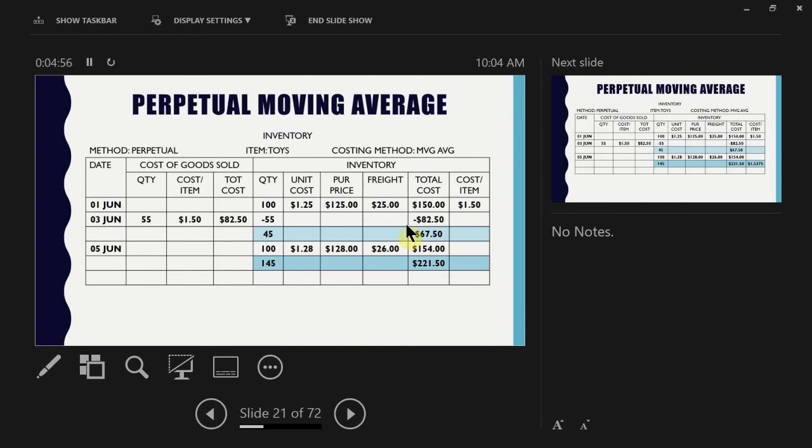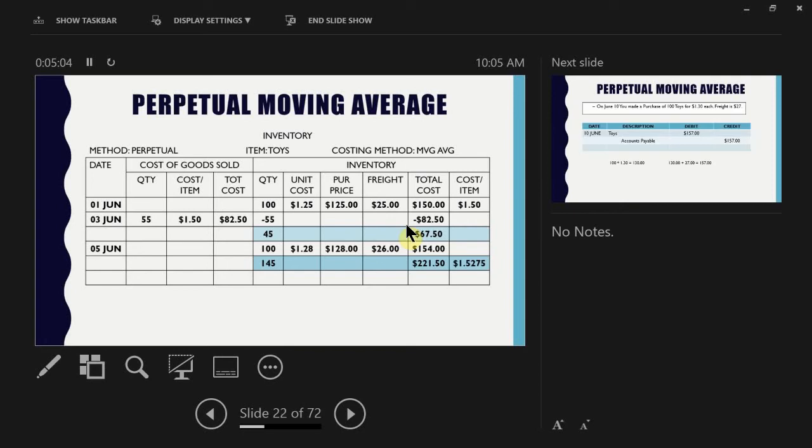Now I can calculate my new cost per item. I divide my $221.50 by my 145 to get a cost per item of $1.5275, and so on. That's what's most important, because at this point, every time we make a purchase, we adjust our cost per item.